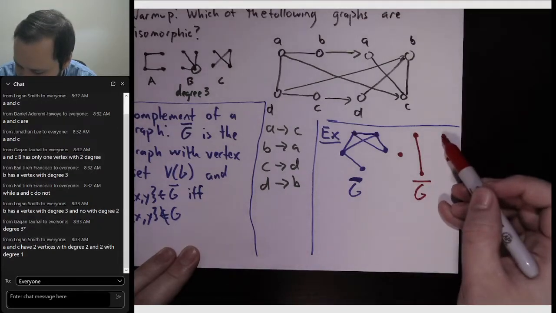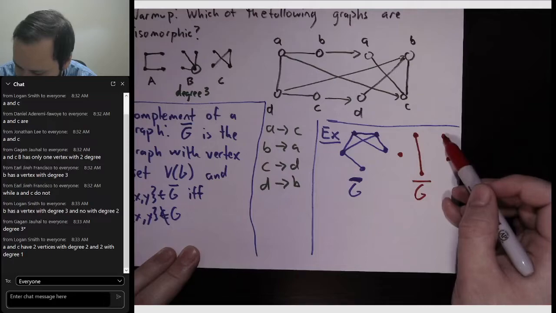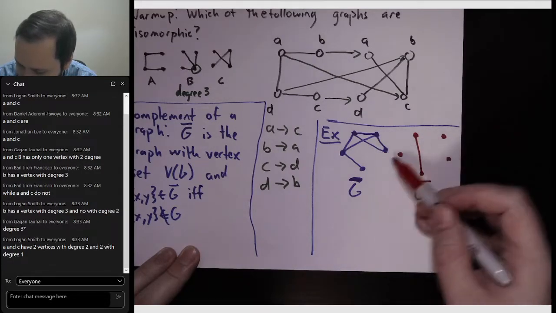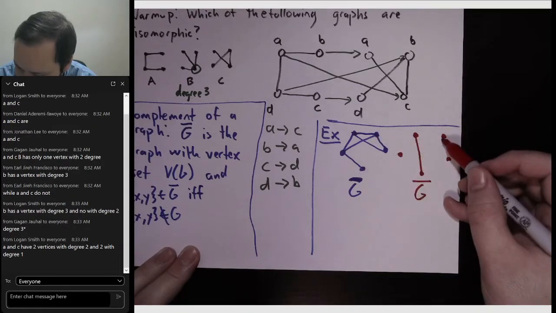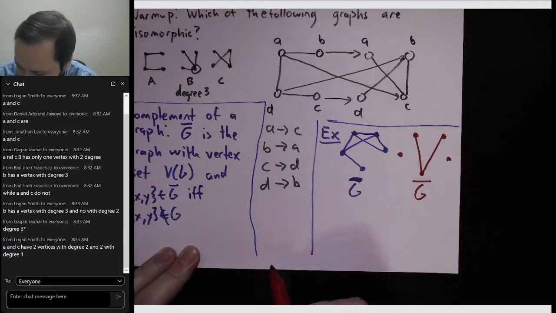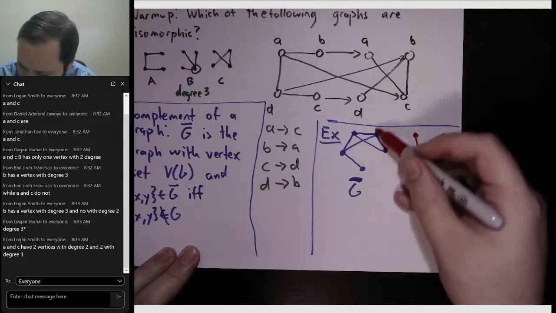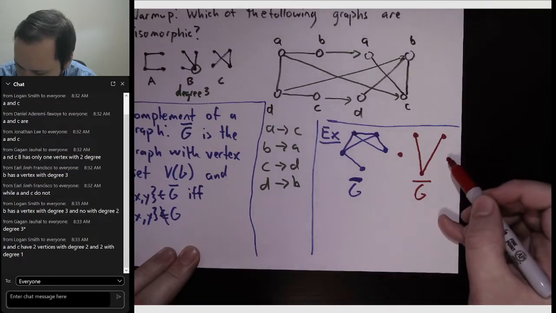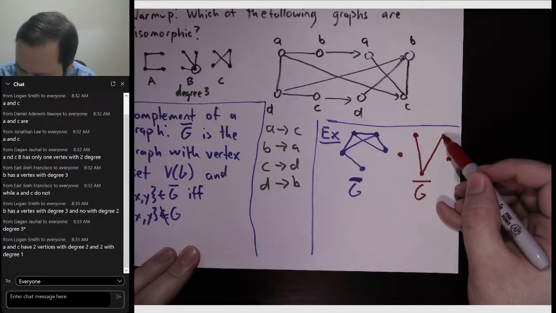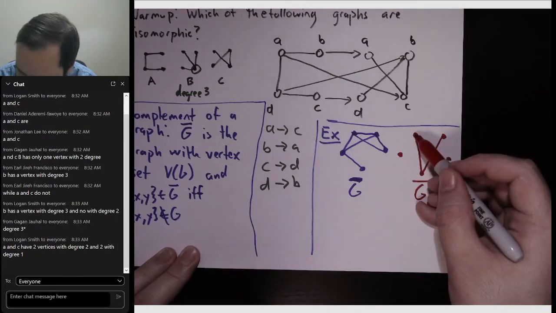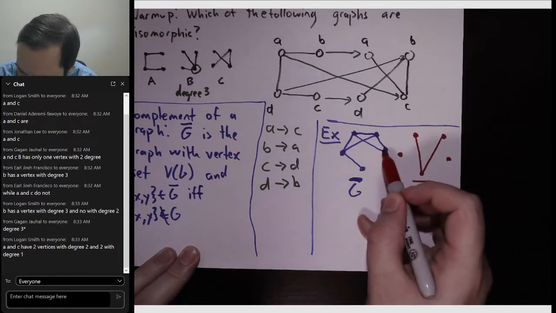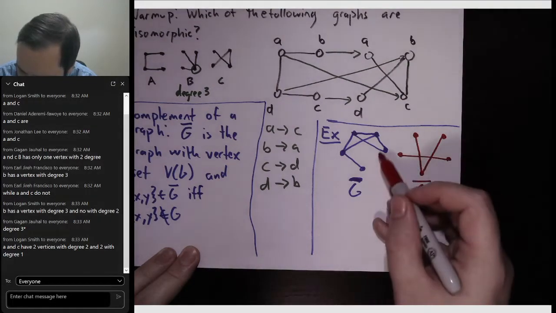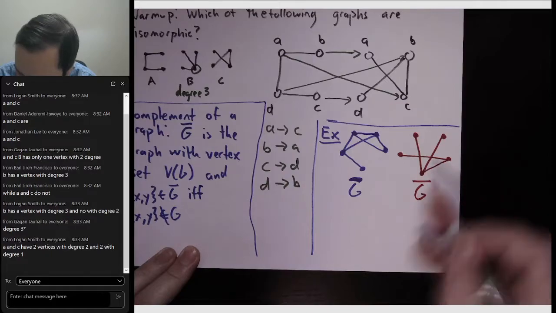Let's move to another vertex, this one. So they're adjacent, so they're not in the complement. They're adjacent, so they're not in the complement. These are not adjacent, so I get another edge here. And then they were adjacent in the original graph, so they're not here. Okay, keep going. That's an edge in the original graph, so it's not here. That's an edge in the original graph, so it's not here. There's no edge from here to here, so there is in the complement. No edge from here to here, so there is in the complement.